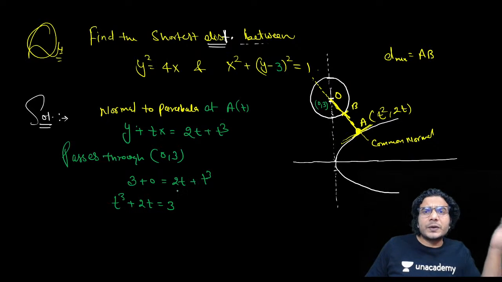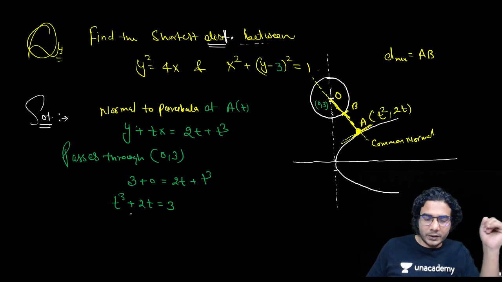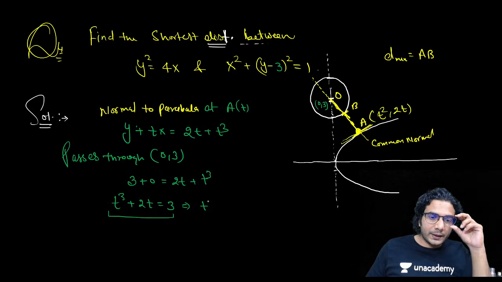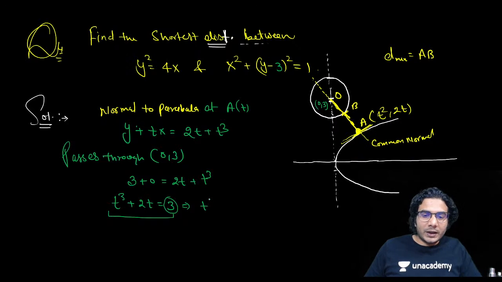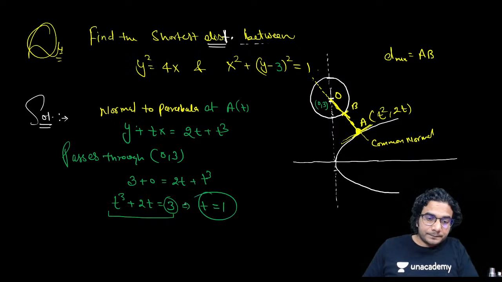Okay, so our purpose was to understand this method, and we have got it. So now by using hit and trial, we can get t is equal to 1. You know how to find one root of a cubic. You always use hit and trial. You just put the factors of the constant in the equation. Factors of 3 are plus minus 1 and plus minus 3. So t is equal to 1 we have got.